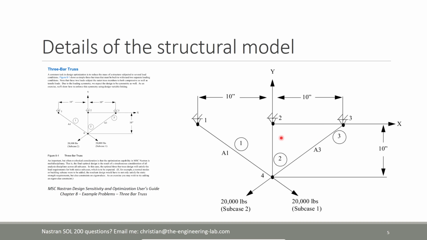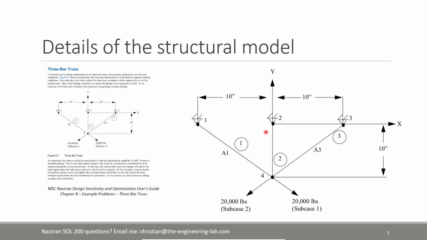And one thing I want to point out, this example is from the MSC Nastran Design Sensitivity and Optimization User's Guide. This is in Chapter 8. The example is called the 3-bar truss example. This is actually a very popular example, so I wanted to start off the whole series with this particular model. I think this diagram does a very good job of explaining how this truss is set up.